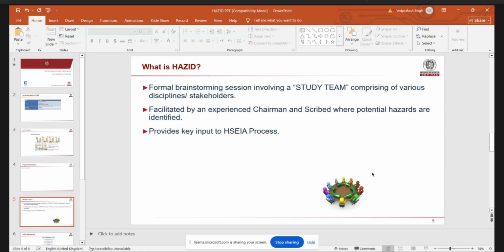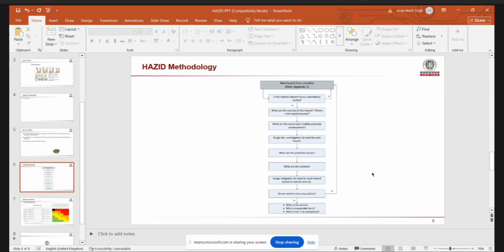We are going to follow ADNOC corporate HSE practices and HSCRM ST03. And we will follow a simple flow chart to identify all the hazards with the help of guide words. And we will identify the sources of hazard. We will identify the consequences.